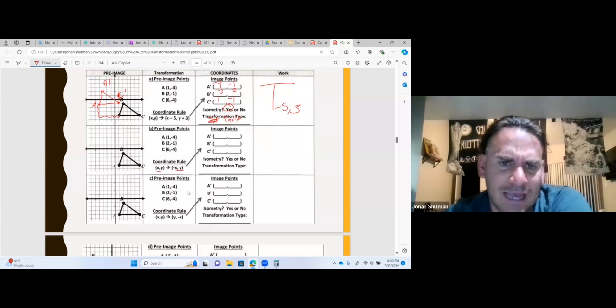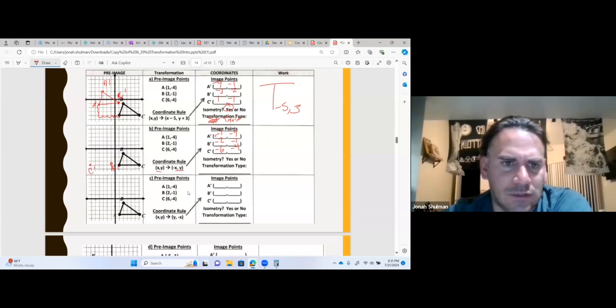So the x becomes negative, the y stayed the same. So 1 is -1, 2, you just flip the signs. 2 is -2, C6 is -6, and they stay the same. So -4, -1, -4. So ready? -1, -4. Looks like a flip to me. -6, 1, 2, 3, 4, 5, 6, -4.